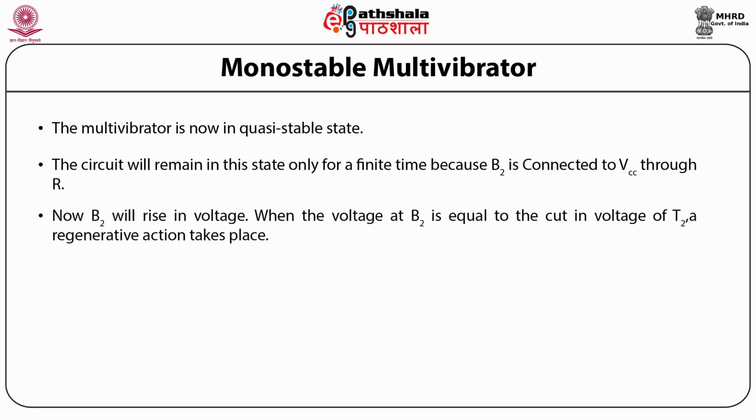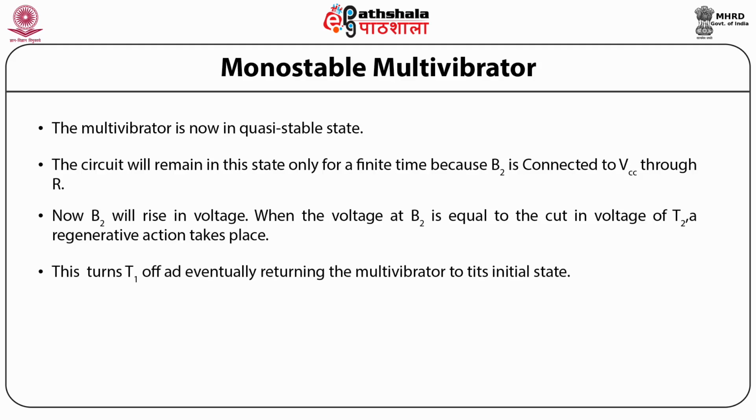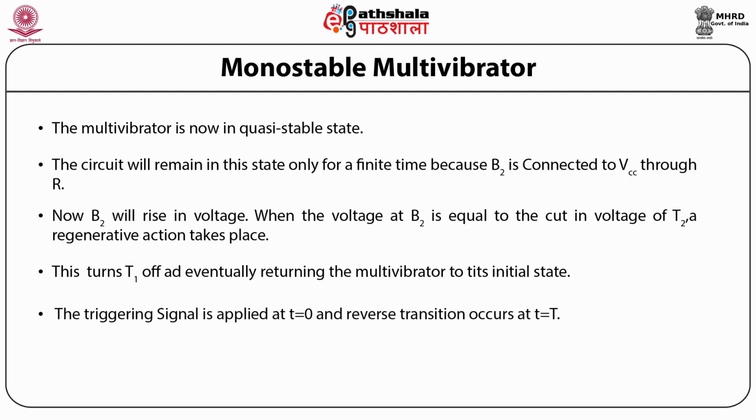Now B2 will again rise in voltage until the voltage at B2 is equal to the cut-in voltage of T2. A regenerative action takes place. This turns the transistor T1 off, eventually returning the multivibrator to its initial state. Now here the triggering signal is applied at t equal to 0 and the reverse transition occurs at t equal to capital T.